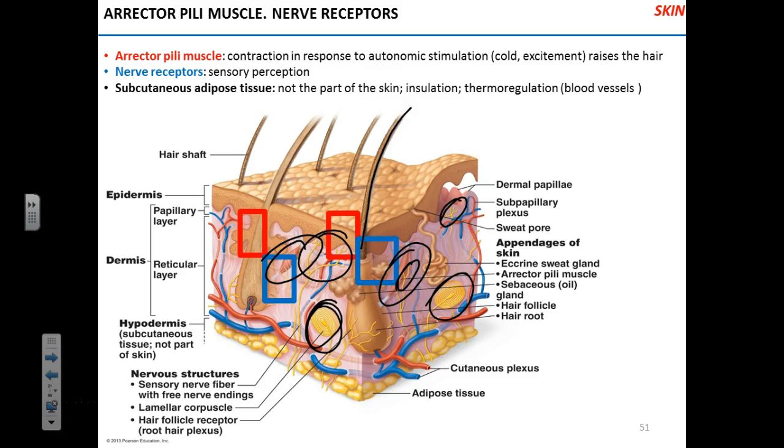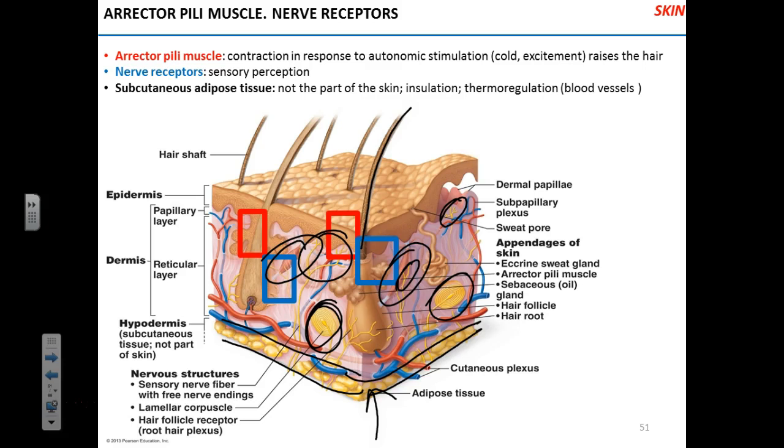Now, the layer under the dermis, deeper, is called subcutaneous tissue. You can see that layer of fat, subcutaneous adipose tissue. It is not considered to be a part of the skin, but it plays an important role. It interacts with the skin all the time.